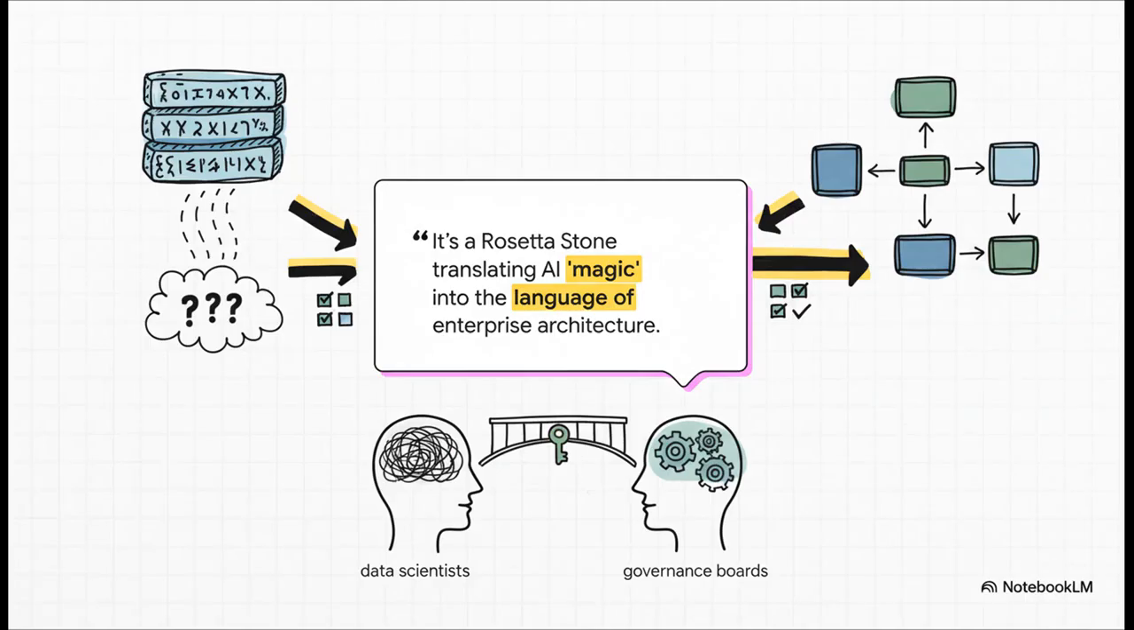The best way to think about it is like a Rosetta Stone. It literally translates the so-called magic of what your data science team built into the concrete, verifiable language of enterprise architecture. It's the tool that finally bridges that massive communication gap.